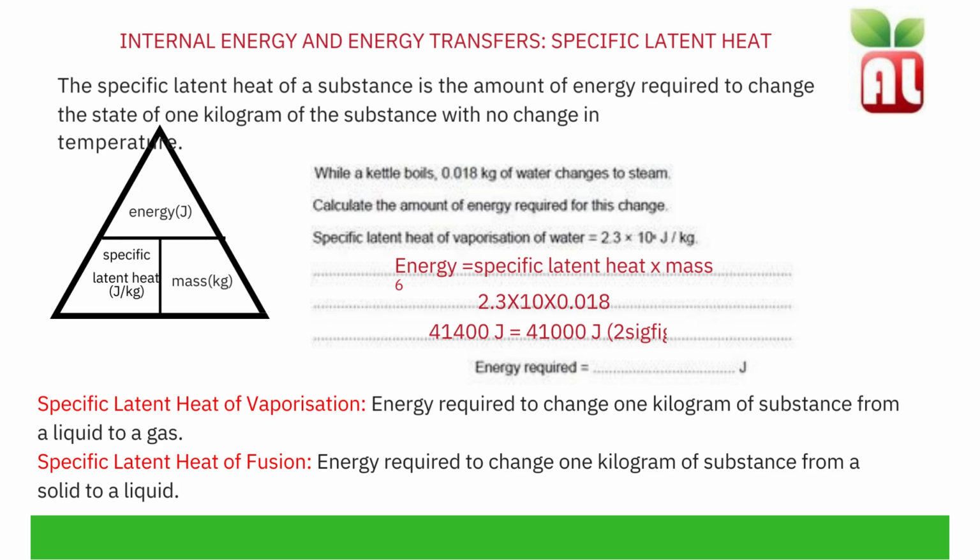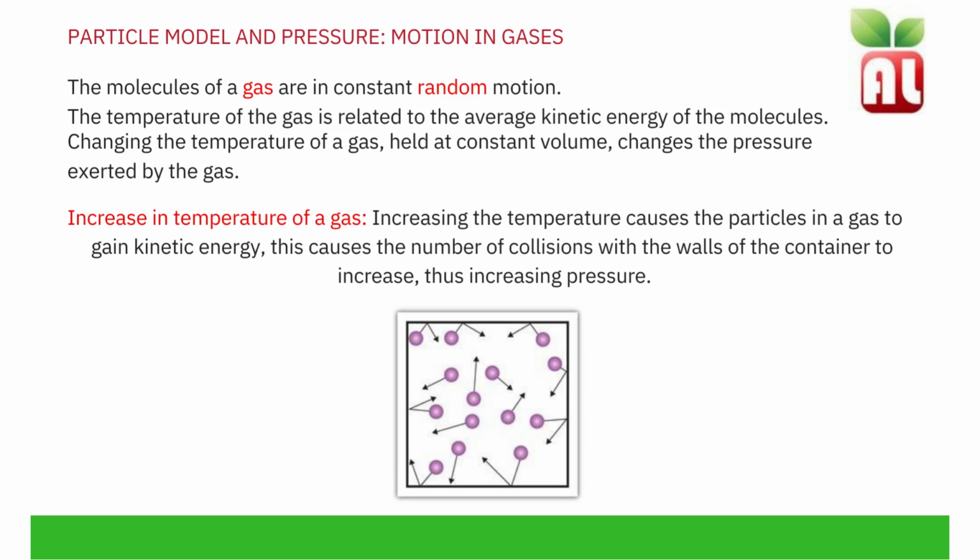Energy equals latent heat multiplied by mass. So 2.3 times 10 to the power of 6 multiplied by 0.018 kilograms. It is important to note at this stage that your units of mass need to be in kilograms. Multiply these numbers together to get 41,400 joules.